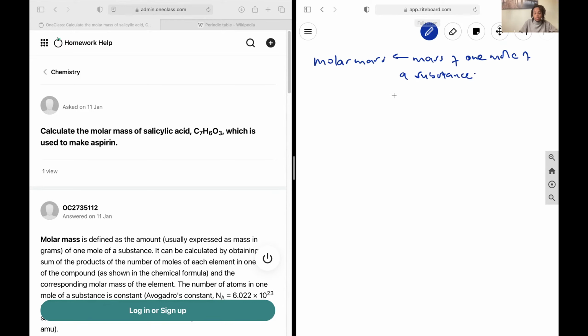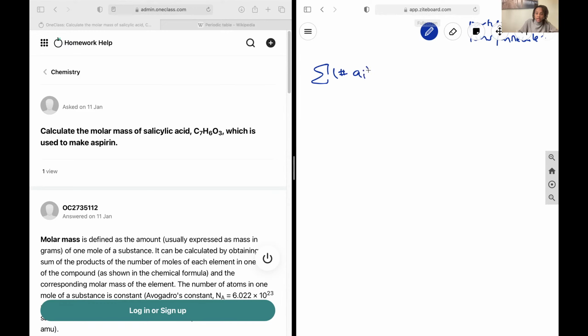And we know from Avogadro's constant that 1 mole is equal to 6.022 by 10 to the power of 23 particles. Particles, atoms, ions, molecules, whatever you're working with in this case. And so the way that we usually calculate it is we will take the summation of the number of a specific atom that you have multiplied by that atom's atomic mass.